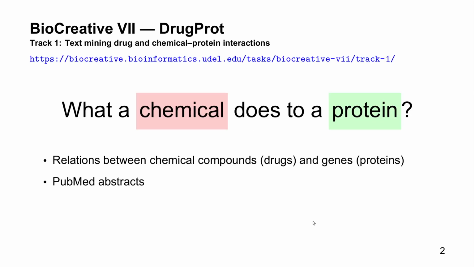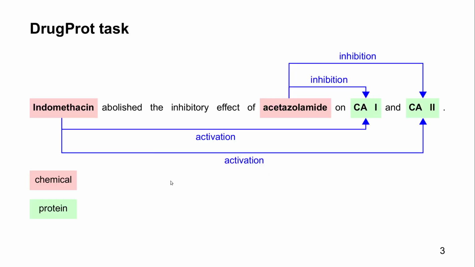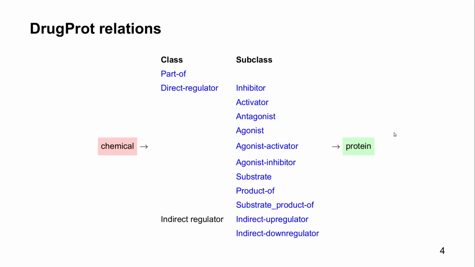The goal of the drug prod task was to develop a system for extracting relations between chemicals and proteins in PubMed abstracts. Here we see a sample sentence with activation and inhibition interactions between some chemicals and proteins. For this task, 13 relation types were defined.